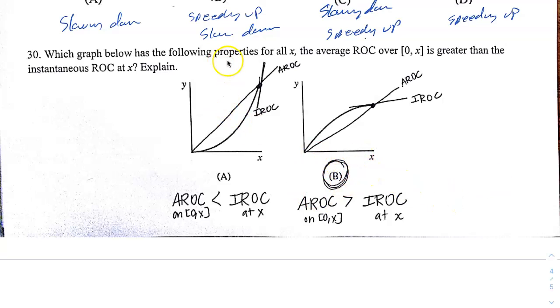Done. Which graph below has the following properties for all x? The average rate of change is greater than the instantaneous rate of change at x equals c. So it wants to know, when you draw a tangent line and this secant line, the secant line should be steeper than the tangent line. So if we have this point right here, that's the secant line, and this would be my tangent line. As you can see, the tangent line is steeper than the rate of change. But on this one, if you draw a secant line and a tangent line, the secant slope is bigger than the tangent line. So it's that one. Anyway, that's the work.